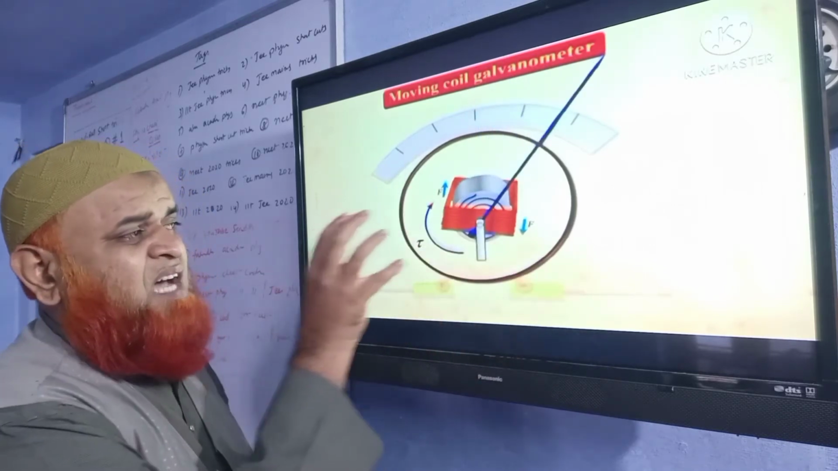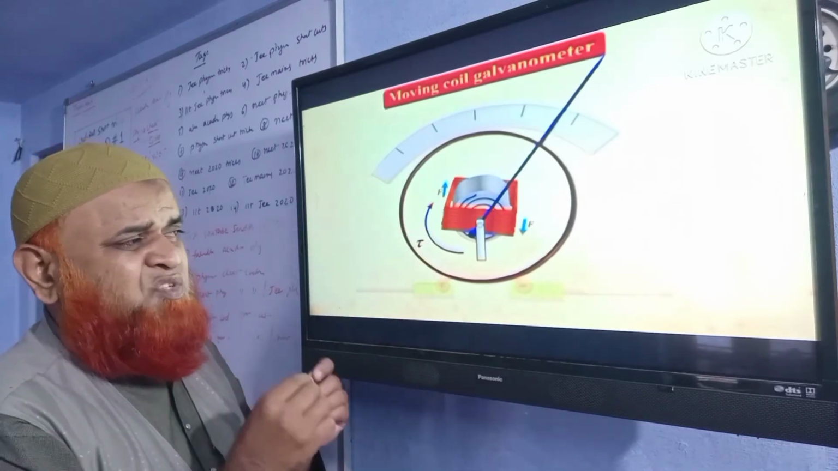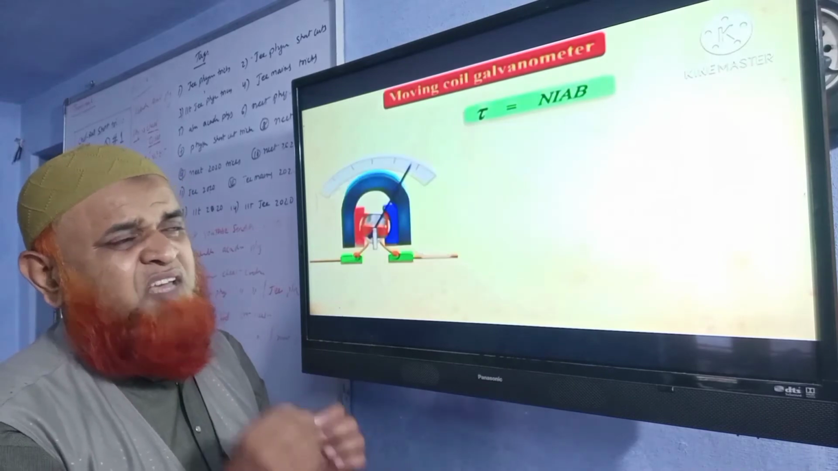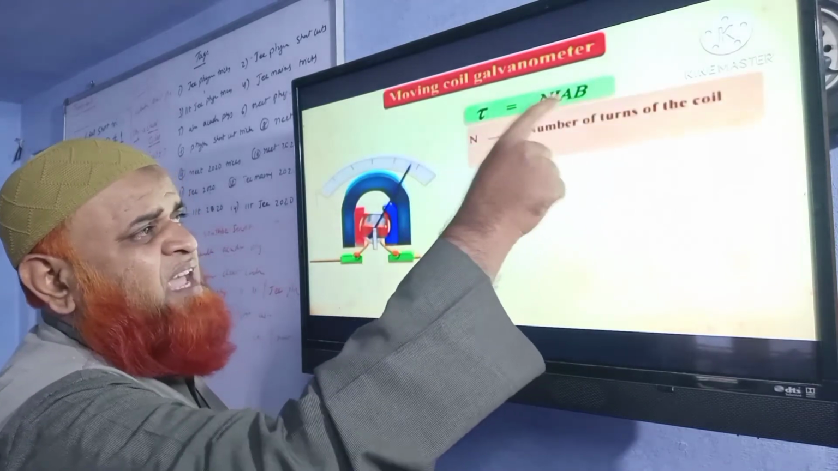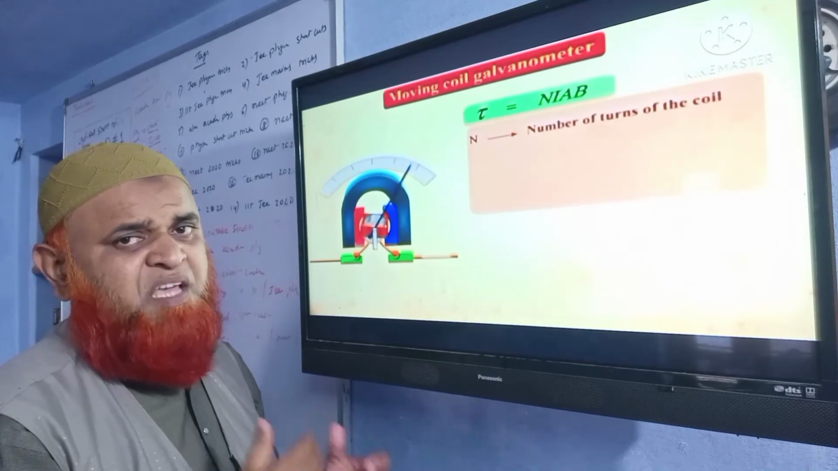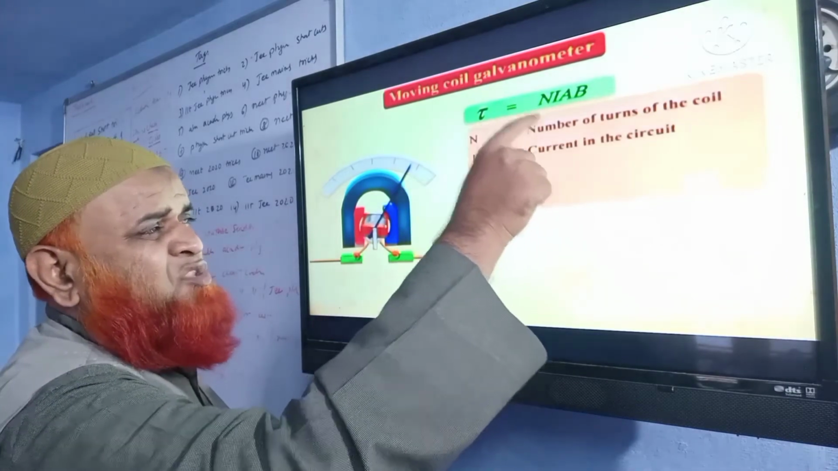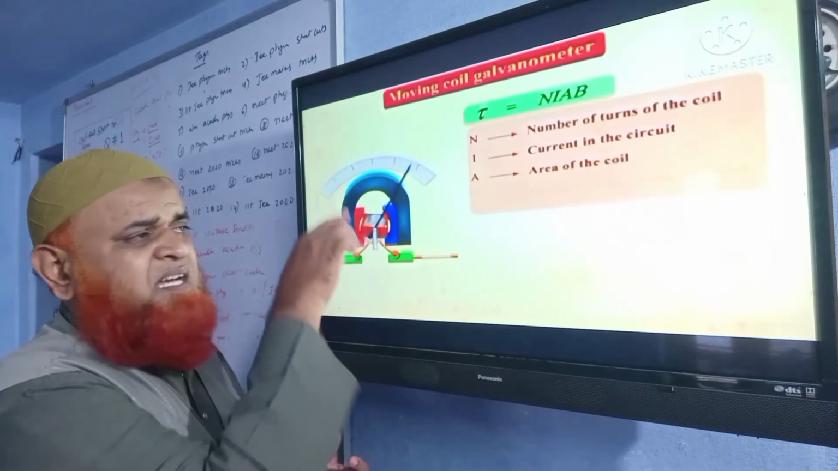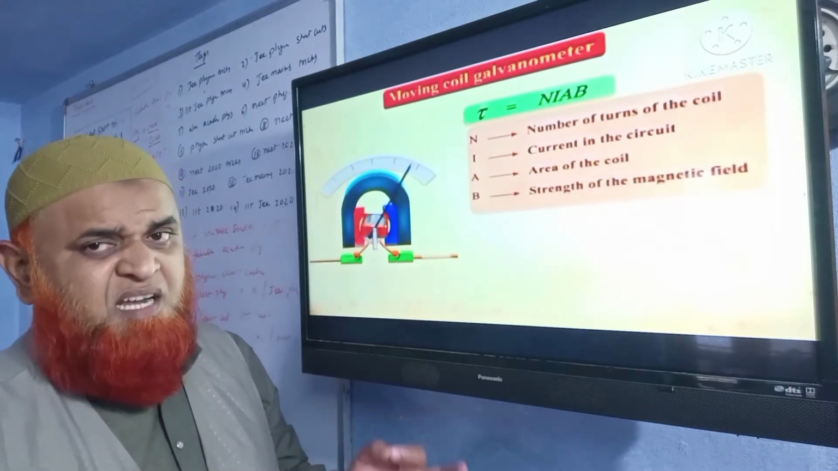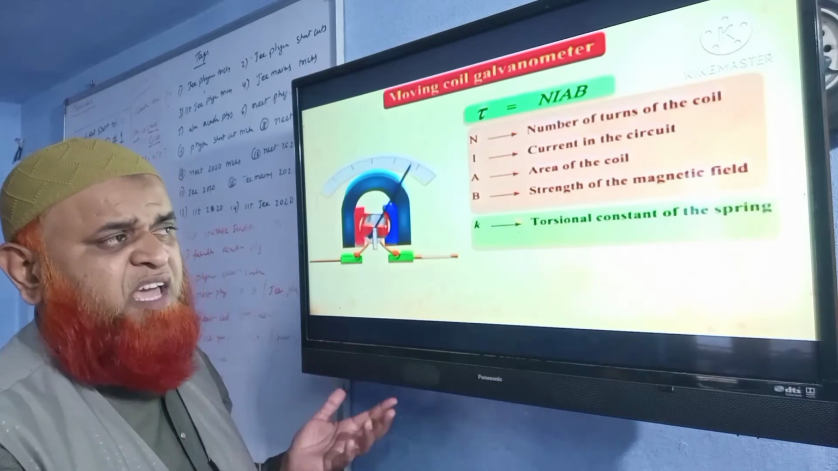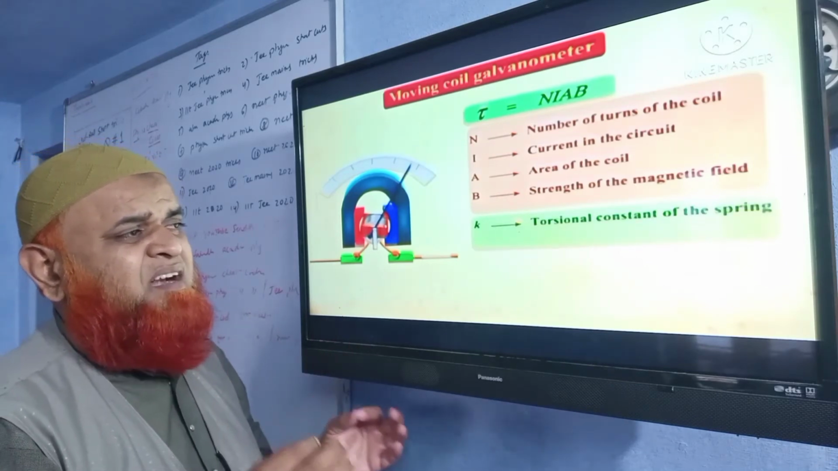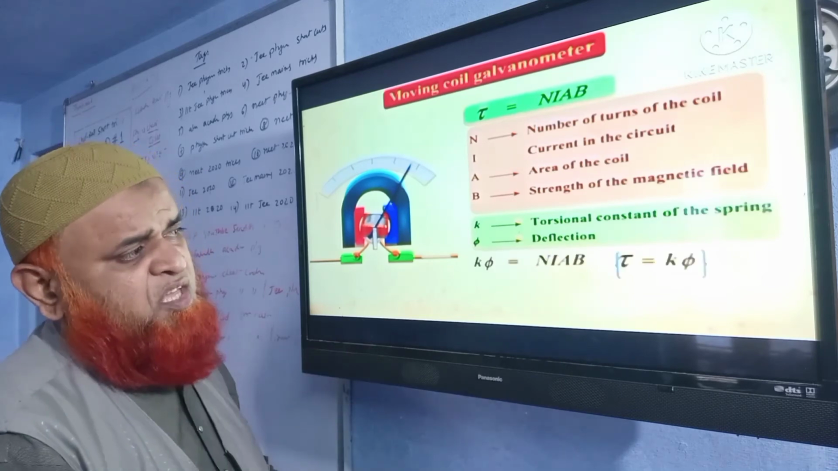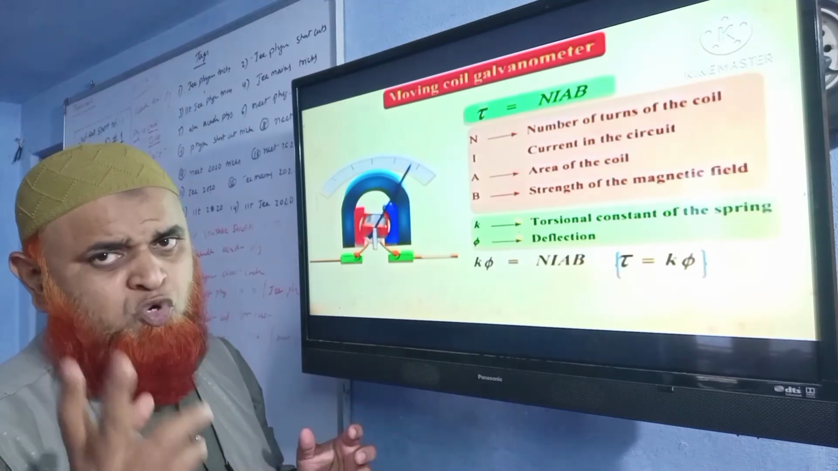That is the torque acting on the coil. What is the torque acting on the coil? The torque acting on the coil is given by the formula NIAB. You all know the derivation of this; it is the basics. So the torque acting on the coil is NIAB, where N is the number of turns in the rectangular coil, I is the current, A is the area of the coil, and B is the magnetic field strength.